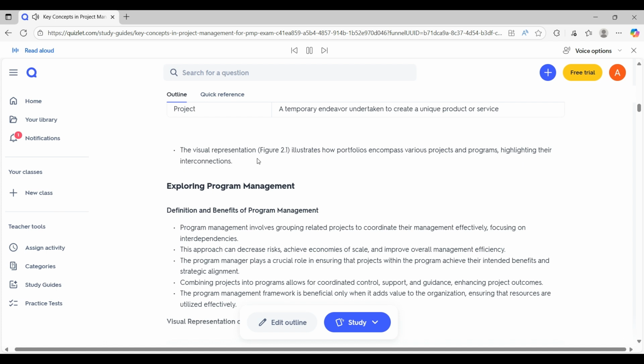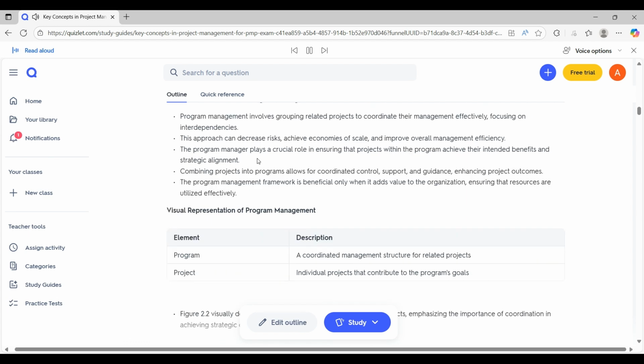The program manager plays a crucial role in ensuring that projects within the program achieve their intended benefits and strategic alignment. Combining projects into programs allows for coordinated control, support, and guidance, enhancing project outcomes. The program management framework is beneficial only when it adds value to the organization, ensuring that resources are utilized effectively.